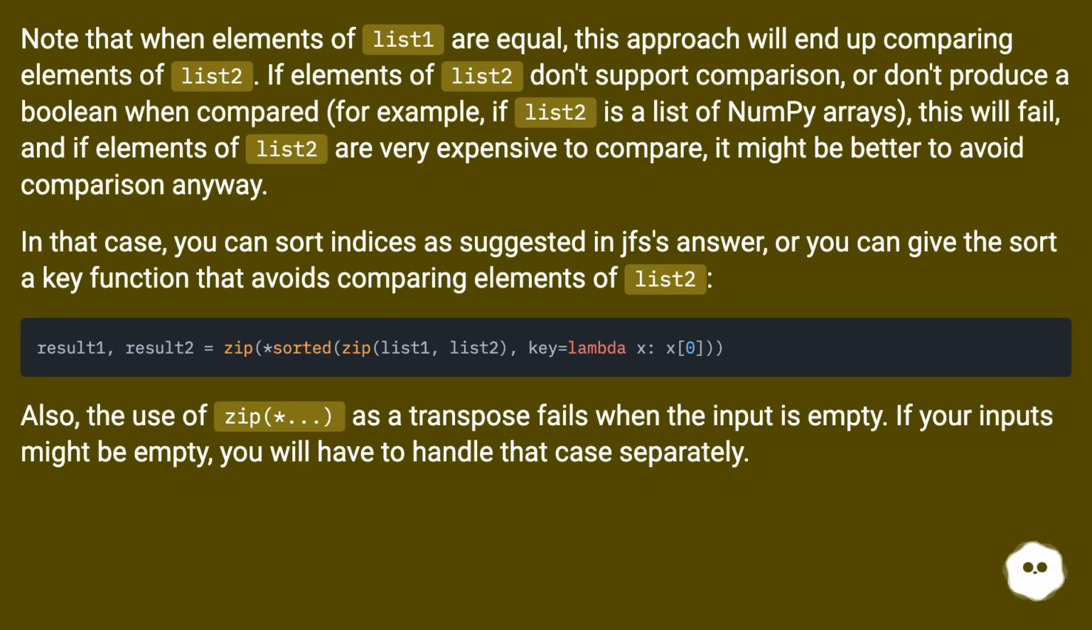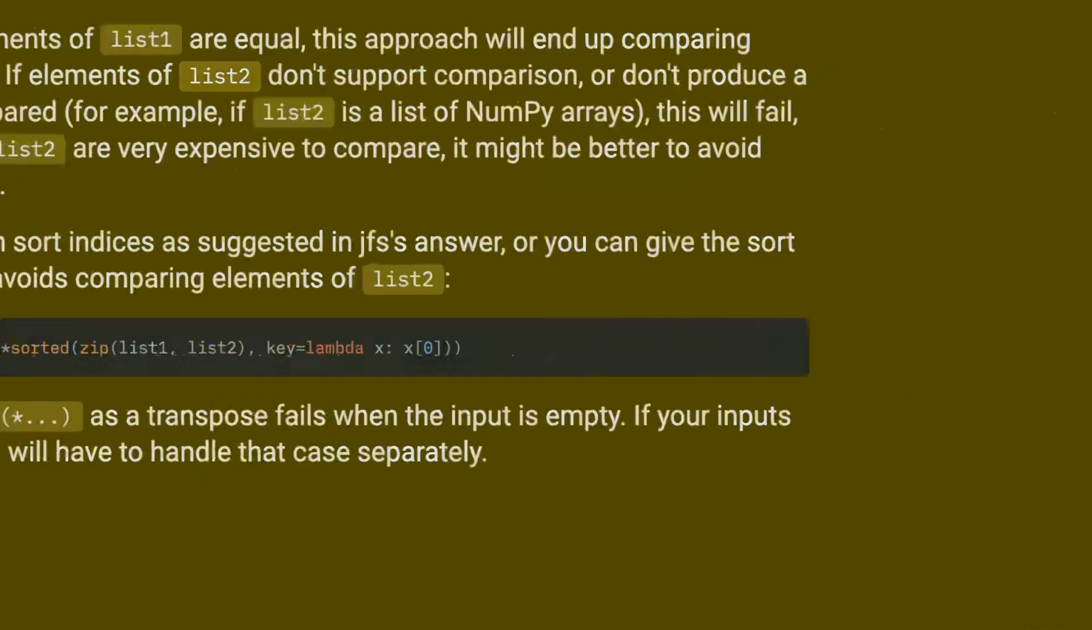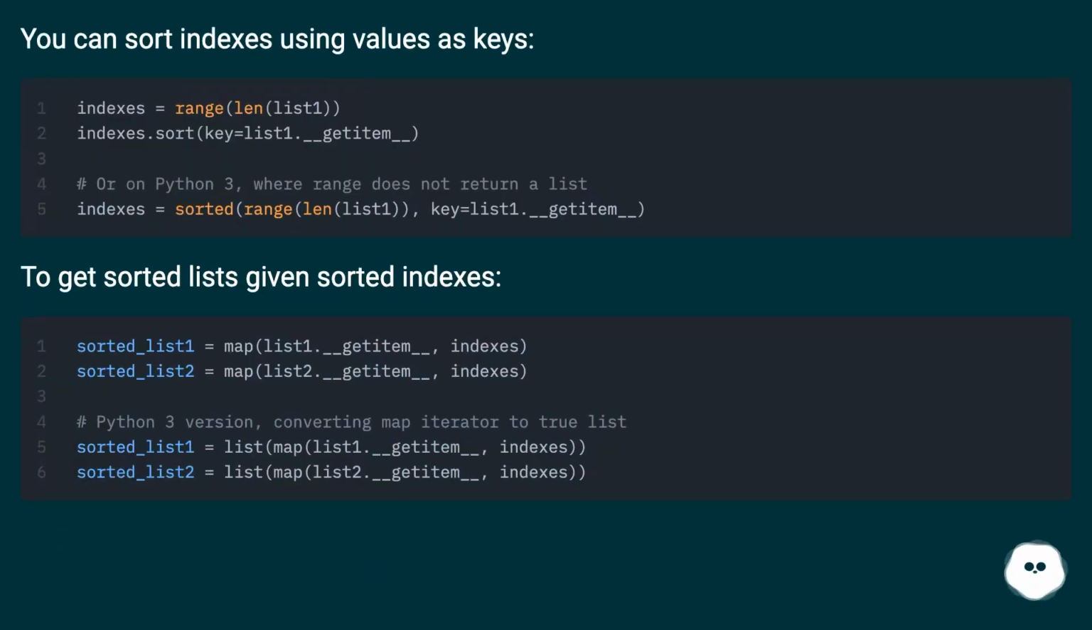Also, the use of zip(*...) as a transpose fails when the input is empty. If your inputs might be empty, you will have to handle that case separately. You can sort indexes using values as keys. To get sorted lists given sorted indexes.